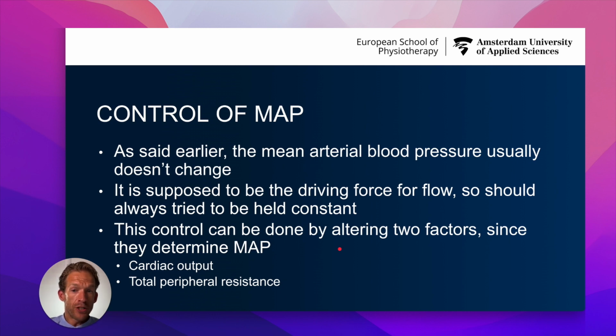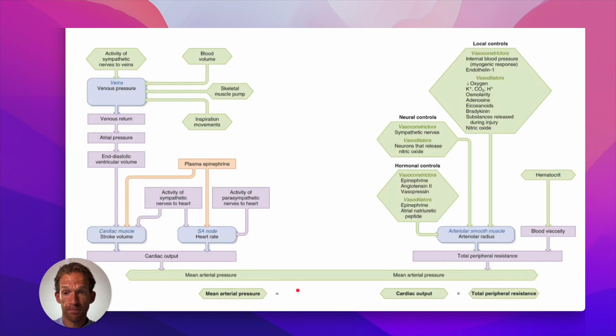So the driving force of the whole cardiovascular system is the heart, and that will cause the mean arterial pressure to always be sufficient to supply all the different areas with blood. So the body is trying to regulate the cardiac output and the total peripheral resistance to try and keep this mean arterial pressure relatively constant for an optimal blood flow and perfect homeostasis.